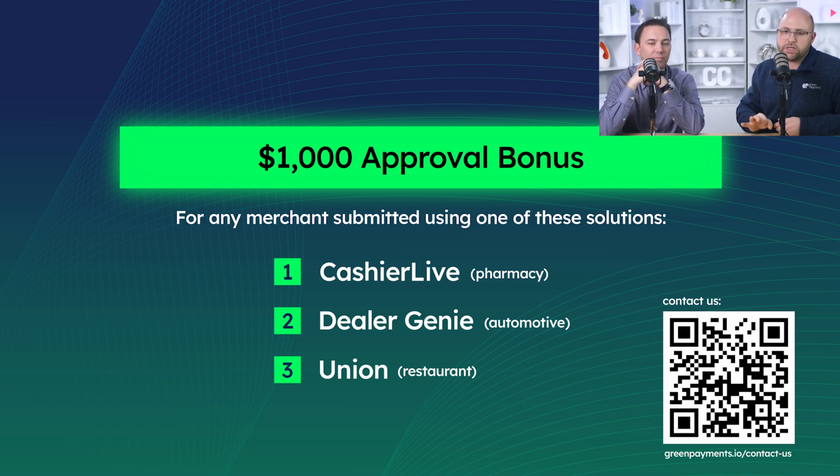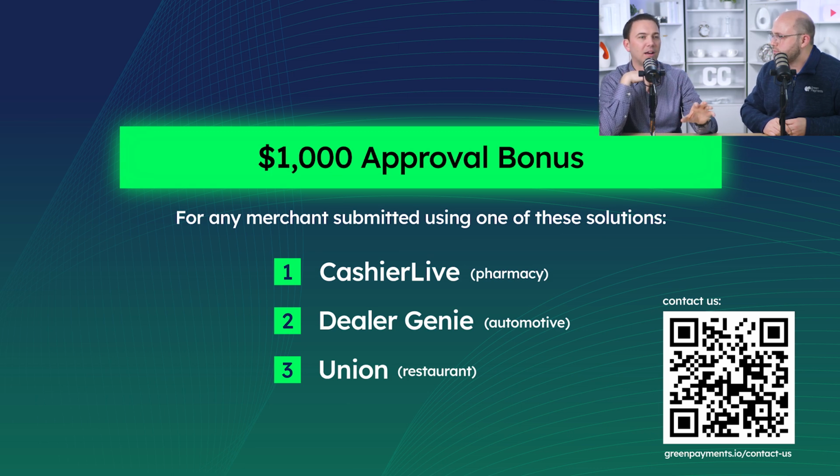So what we're launching is specific to Cashier Live, which is our pharmacy solution that I was talking about before, Dealer Genie, which is our automotive car dealership solution, and Union, which is our restaurant solution, and it's really built for high volume bars and restaurants. We're going to be doing a $1,000 bonus for agents that sell any of those solutions. So deal gets approved, activated, $1,000 is going to you. So again, our focus is driving that fully integrated offering and trying to encourage our partners to focus on that as well.